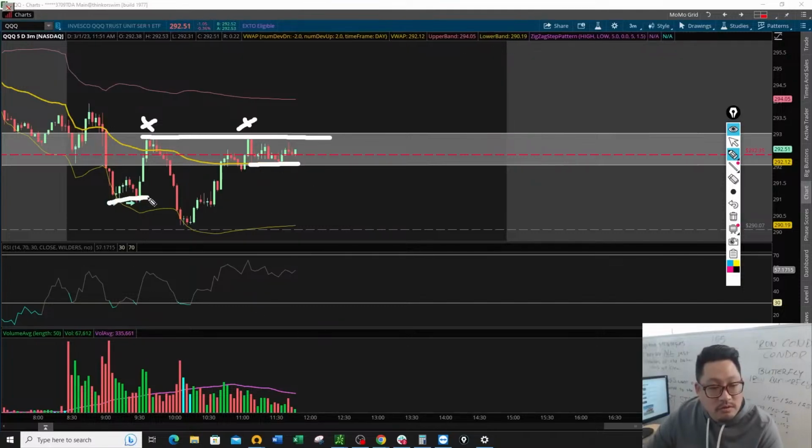That floor was right here earlier and right here as well. We couldn't go below these levels, so we turned up. We can't go above that level, so we have turned down.